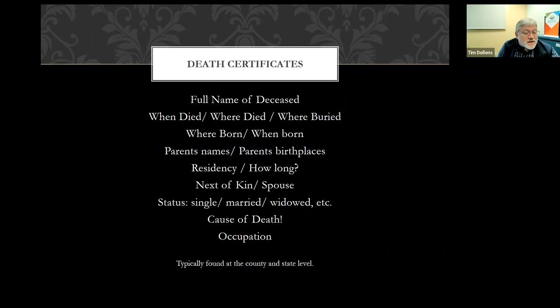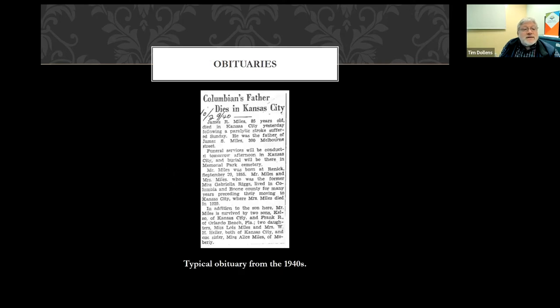And of course, their status. Are they single? Are they married? Are they widowed? And for those of you interested in your health history, cause of death. And I put down occupation because it is a very important aspect of a person's life, since you could theoretically get into occupational records and affiliations that might be of benefit. Death certificates are typically found at the county and state level. So depending on where they lived, it could be at the county courthouse with the county clerk, or it could be with the state registrar, and it could be both. It varies from state to state.